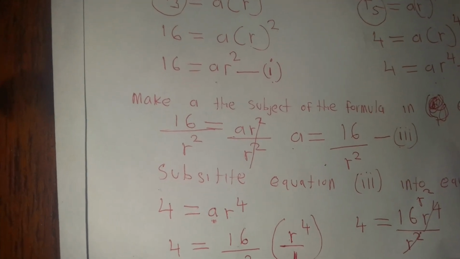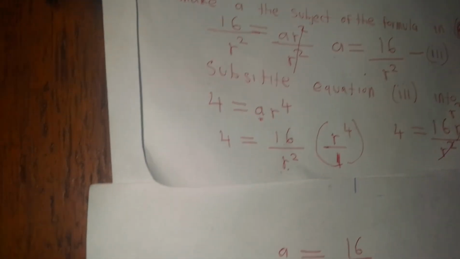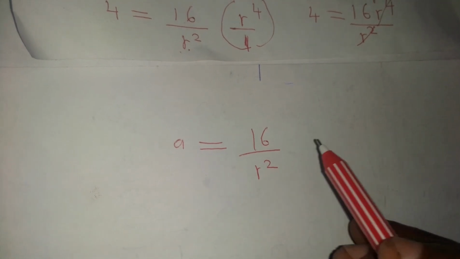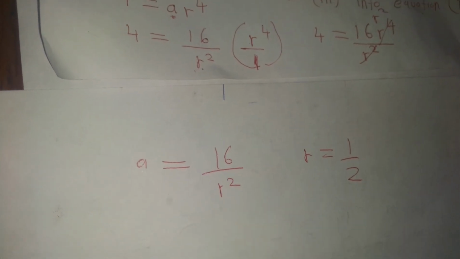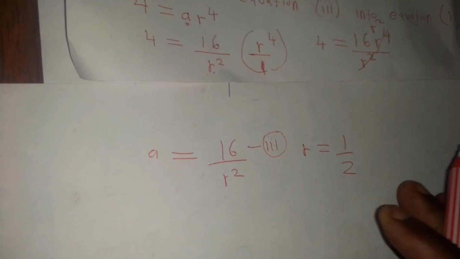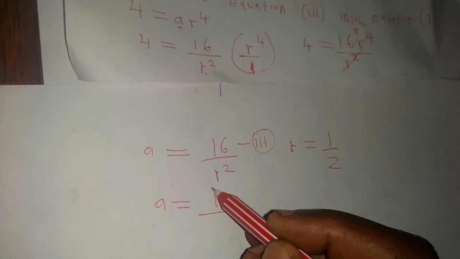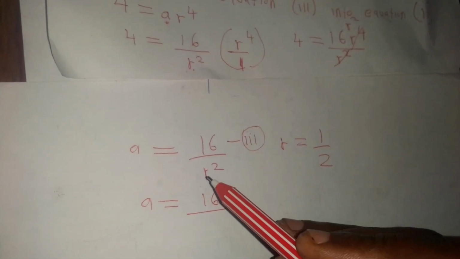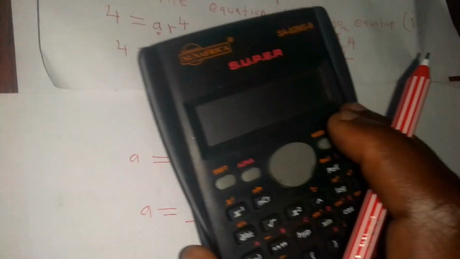So this is what we can do. We can just get equation 3. A is equal to 16 over R power 2. But we know that R is equal to 1 over 2. Okay, I'll take equation 3. So what I'll do, I'll just say A is equal to 16 over R, where R is power 2. You see that? So I want to change this R into fraction form so that it is easy for me to solve.